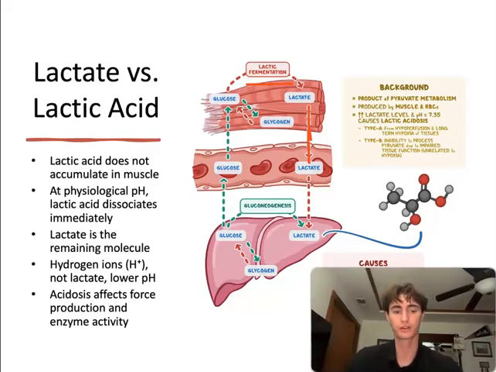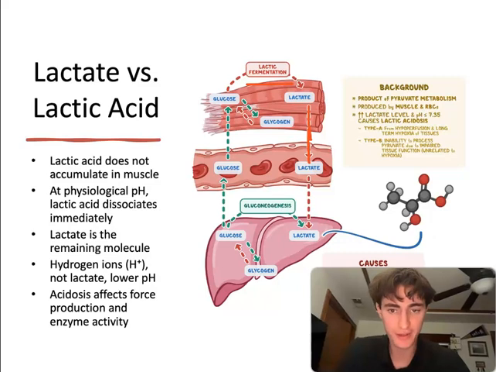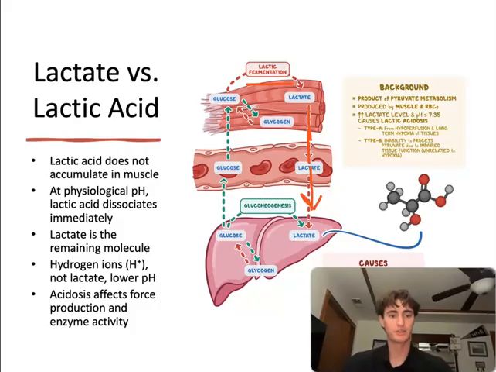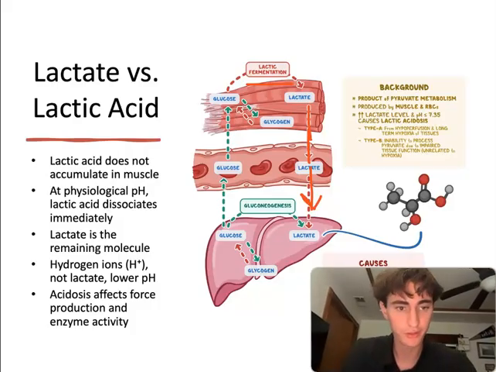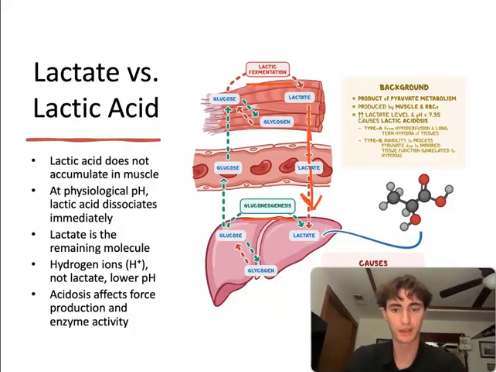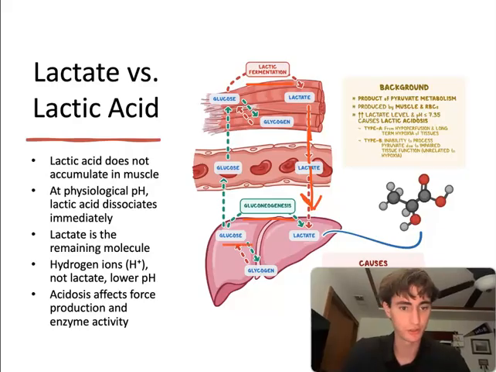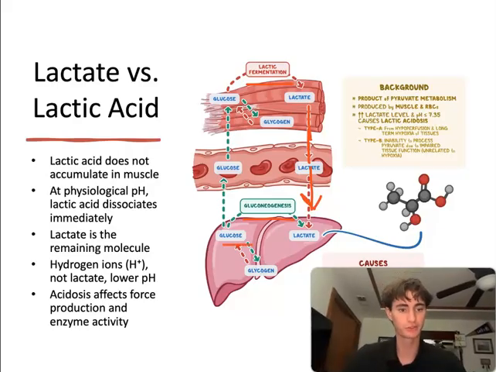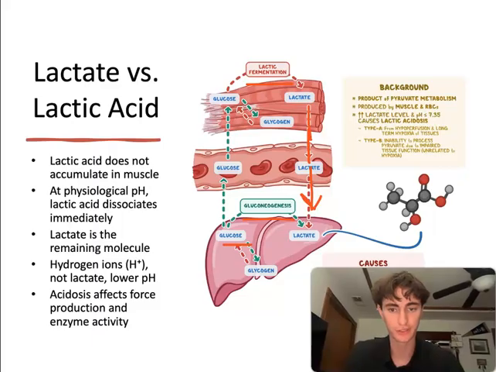So now the role of the liver. Lactate is then taken up by the liver, and it can be converted back into glucose through gluconeogenesis, as we see here in the diagram. Through gluconeogenesis, the lactate is taken up and turns into glucose. And then the glucose can be stored as glycogen, as we see here, or it can be returned back into circulation.